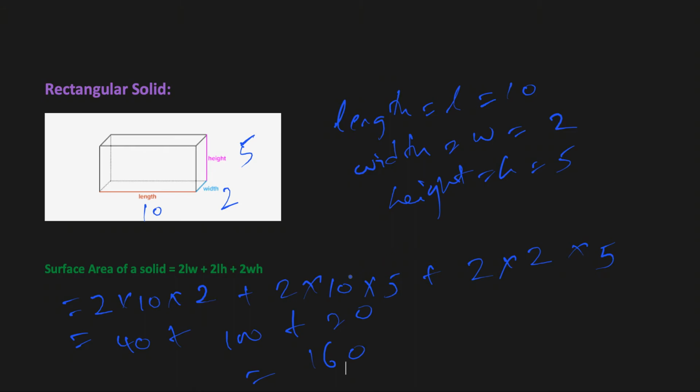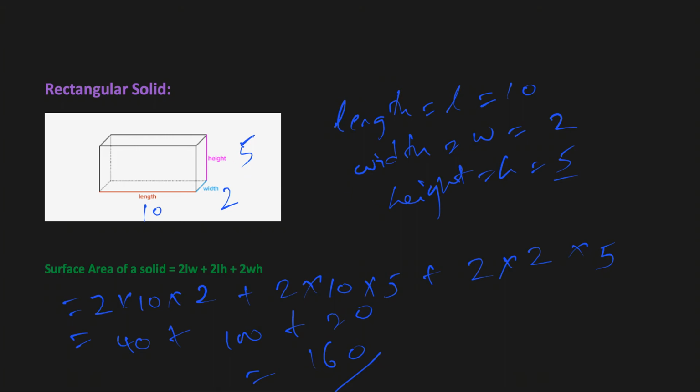So it's pretty simple. For a given rectangular solid or for a cube, the formula remains the same. All we have to do is replace length, width, and height with the actual value. So in this case, if we replace length with 10, width with 2, and height with 5, we get 160. Cool.